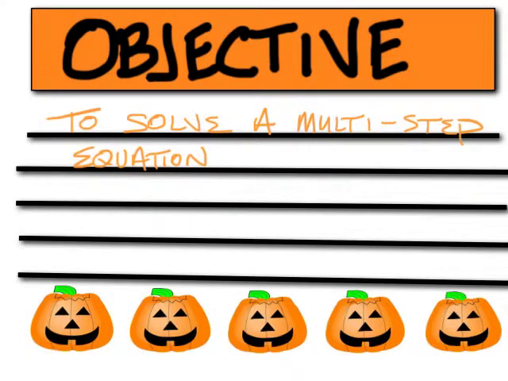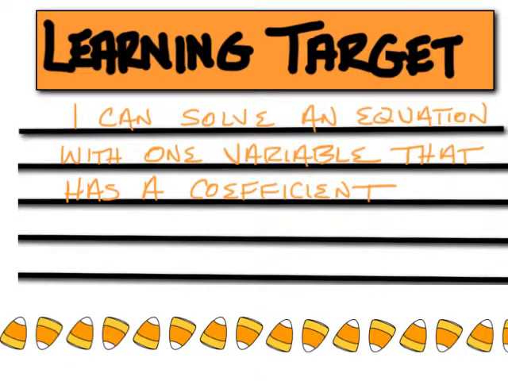The objective today is to solve a multi-step equation, and the learning target is I can solve an equation with one variable that has a coefficient. And a coefficient is this. For example, a 3 beside an x. The 3 would be a coefficient.